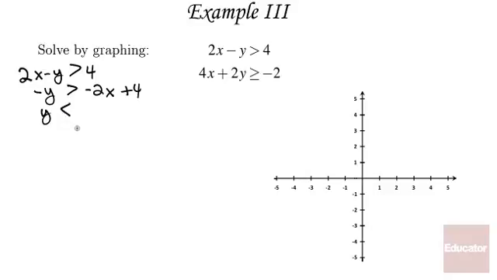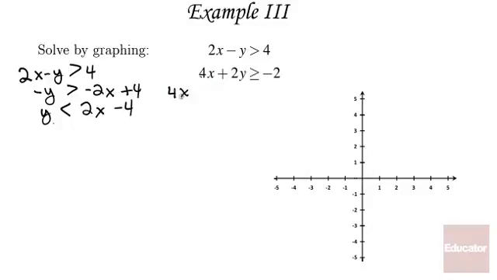So this is going to become y is less than 2x minus 4. And it's absolutely crucial that if you're multiplying or dividing by a negative number, you immediately reverse the inequality symbol or you won't end up with the correct solution set. Okay, so that's my first inequality. I'm going to go ahead and do that same thing with the second inequality before I work with either one of these.